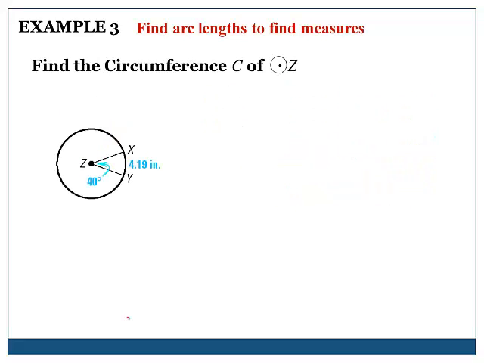Alright, moving on to example 3. Find the circumference C of our circle with center Z. This time we're trying to find the circumference in our formula. And if I write down the formula, we have equals, and then we have some central angle over 360, and that would be our 40. Okay, so there's one piece of information we have. And we're going to multiply that by our circumference. Normally we would put in 2 pi r for this, but we're just trying to find the circumference.